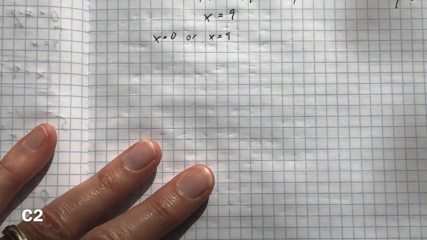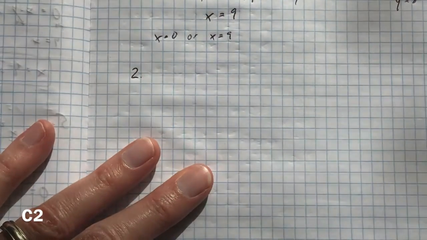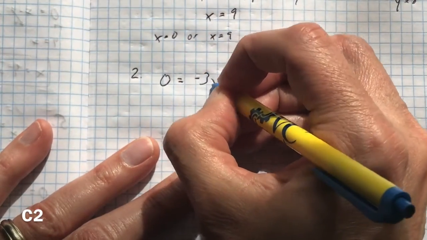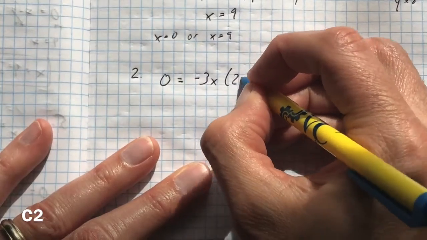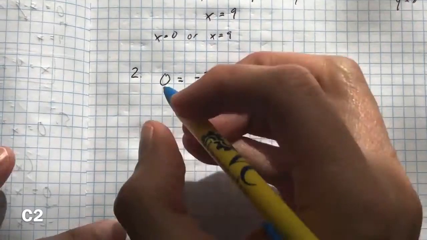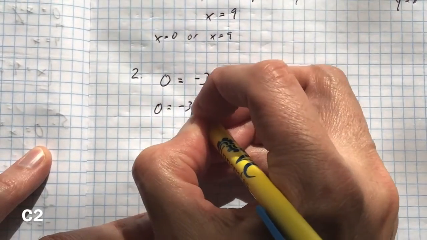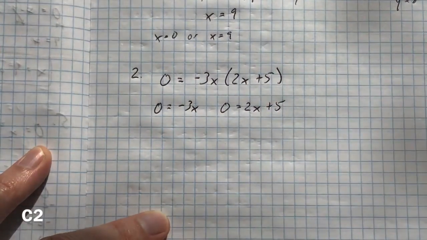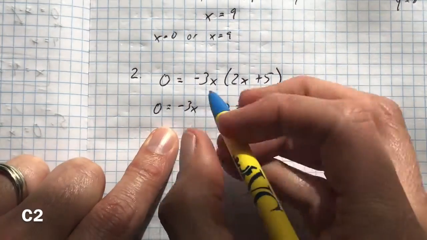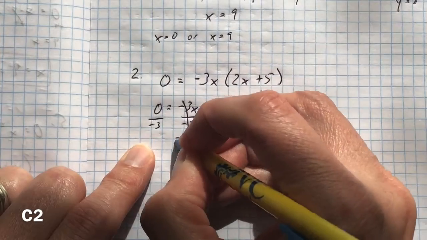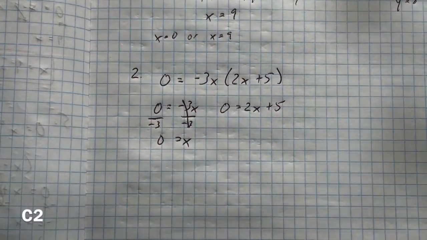All right, moving on to C2. So we now have 0 equals negative 3x times 2x plus 5. Again, we don't need to do the distributive property through. We just work with what we have right now. So I would have 0 equals negative 3x and 0 equals 2x plus 5. In this case, I need to divide by negative 3, divide by negative 3, divide by negative 3. x is equal to 0, right? That's going to be that one.